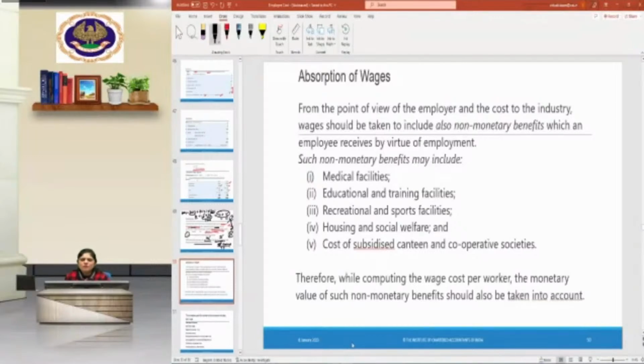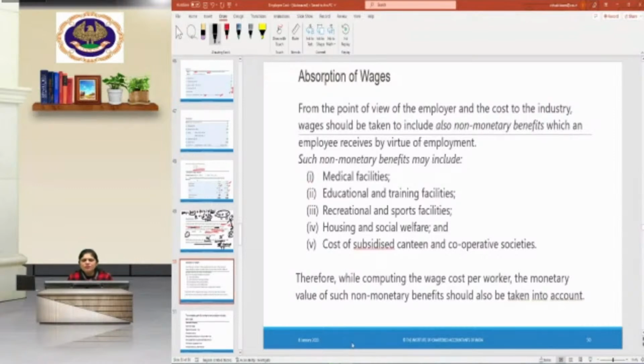So from the point of view of the employer and the cost to the industry, now we are thinking from the point of view of the employer. Till now, we were thinking from the point of view of the employee. Now we have to think about the cost to the employer. So here we move from earnings to labor cost.